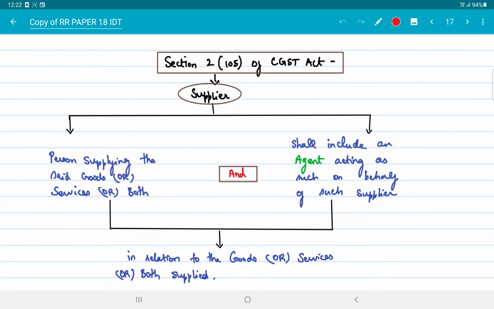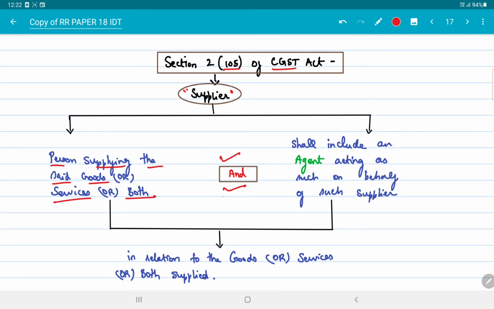Next, section 2(105) of CGST defines supplier. So who is a supplier, sir? Yes, see, supplier means the one who provides goods or services, no doubt about it. Person who supplies, person supplying the said goods or services or both.